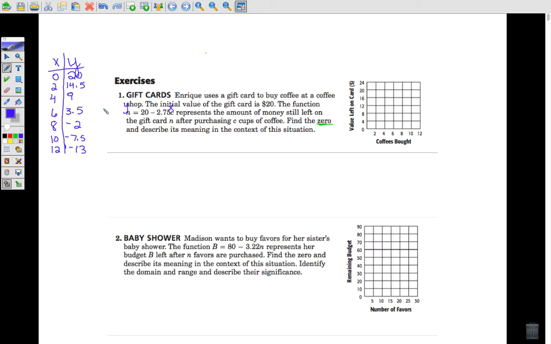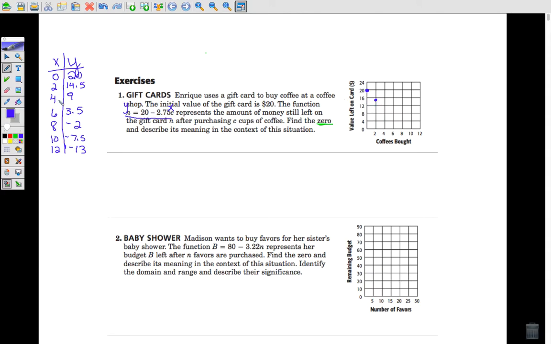Now, let's talk about what this means in terms of our equation. Let's pretend you have a gift card. If you didn't buy any coffee, you have $20 on your gift card. So that's your initial amount, how much we had to start with. So over here on my graph, I didn't buy any coffees, I have $20 to start with. After I bought 2 coffees, I have $14.50 left, kind of about right in the middle.